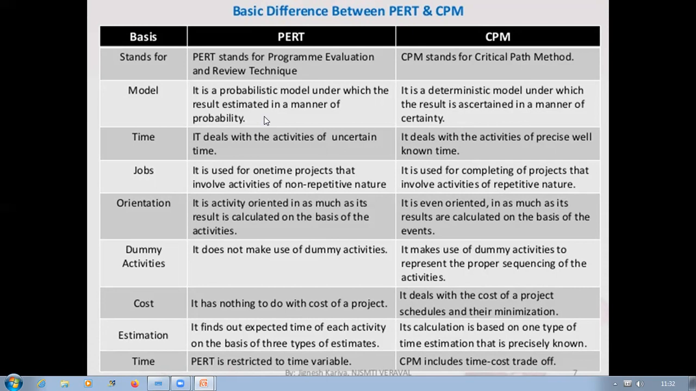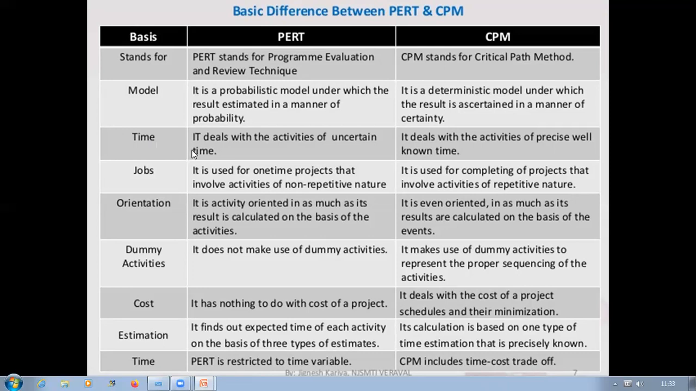That means, why? Because we are going to estimate the timings. Since the expected time is calculated using three timings, the three timings are also based upon probability only. So that's why it is a probabilistic model. CPM is a deterministic model under which the result is ascertained in a manner of certainty. So here the actual duration of the activity is considered without any estimations. That's why it is known as a deterministic model.